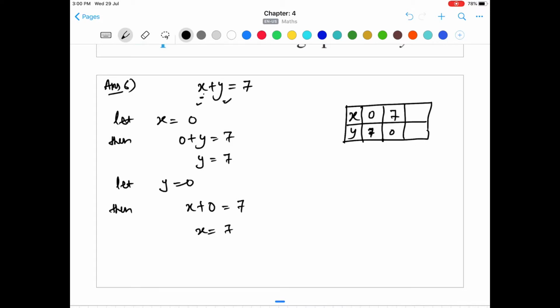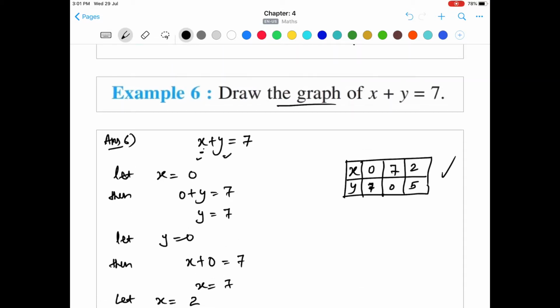Now let x equal 2. Then the equation will be 2 plus y equals 7, which implies y equals 7 minus 2 equals 5. So on taking x as 2, we are getting y equals 5. So these are a few coordinates, or you can say a few points lying on this line. Now with the help of these coordinates, we can draw its graph.